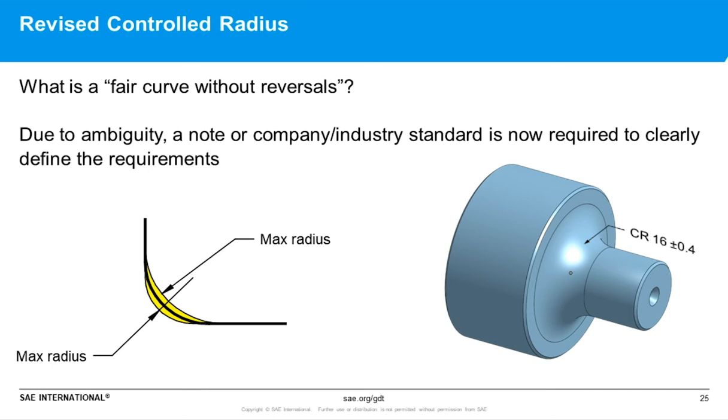Controlled radius was also revised because of its ambiguity, because people often ask the question, what is a fair curve without reversals, which is the definition of a controlled radius. Since there could be several answers to that, this standard now clarifies that a note or company or industry standard must be specified on the drawing that clearly defines the requirements of that surface.